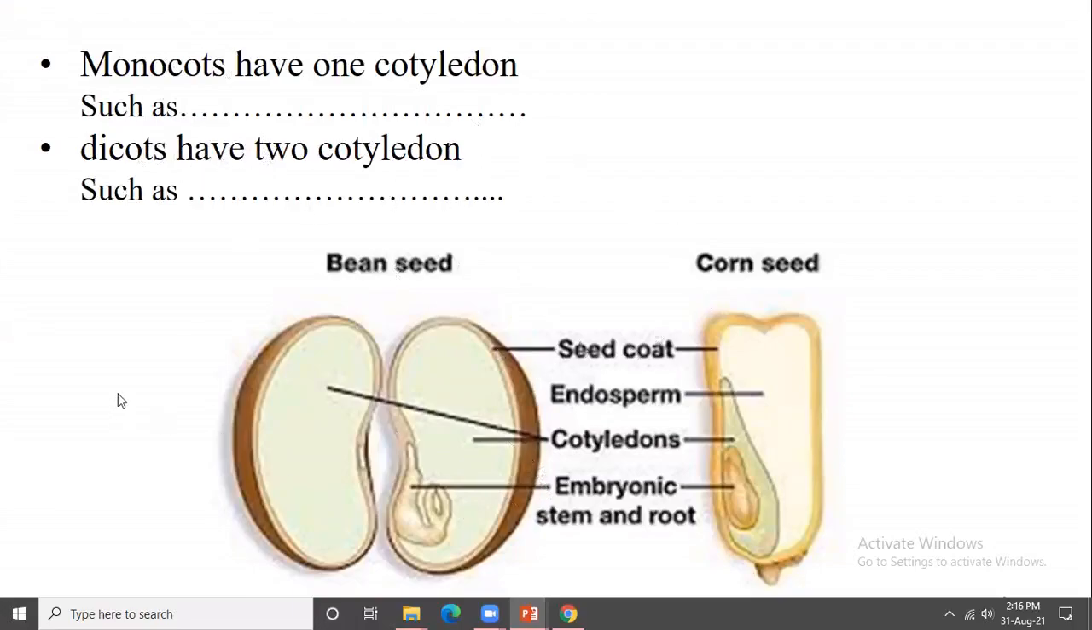This picture is common in your spot exam. You can see that this is the dicot plant. This is monocot. This is the seed coat and endosperm. This one is one cotyledon. This dicot plant has two, no? 1, 2. Monocot has 1. Then this one is the embryonic stem and root. Stem and root grow from this embryo.